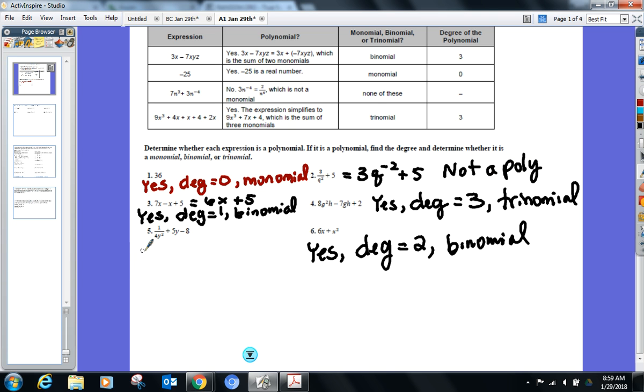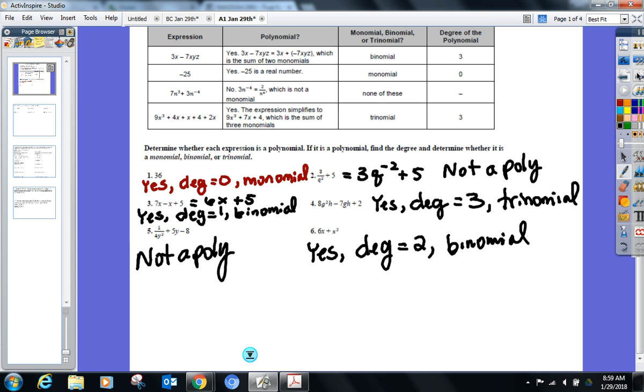Everyone all good there? As long as it's got positive exponents, fine, polynomial. So there's no degree, there's no monomial, binomial, trinomial question here. If it's not a polynomial, done. Don't worry about the rest. Questions right now? Because we still have a lot more to do here today.